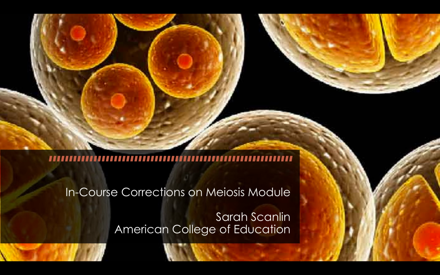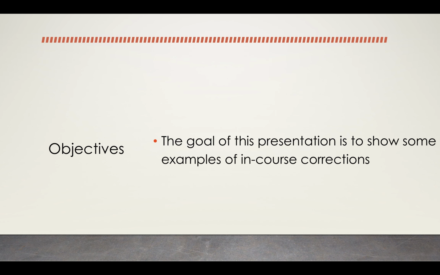Today I'm going to present on a hypothetical situation of in-course corrections on a meiosis learning module. My goal is to show the possibility of needing to make adjustments during a learning module. No matter how much time we spend front-loading and preparing for any problems, we can't predict everything. Each student is unique, and often we have to address many problems during the course itself. I will show some examples of adjustments I may make along the way.